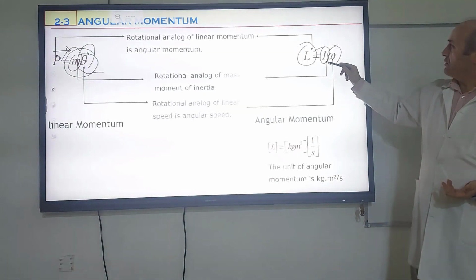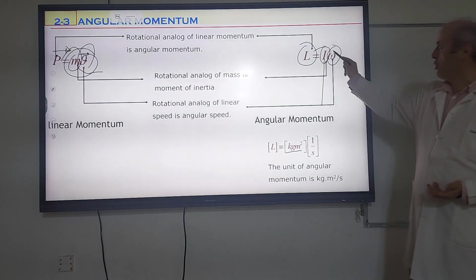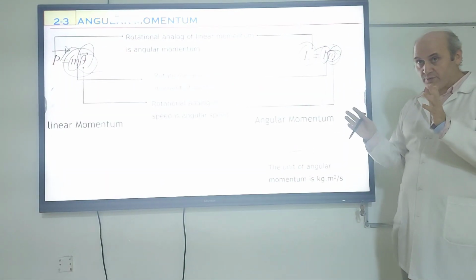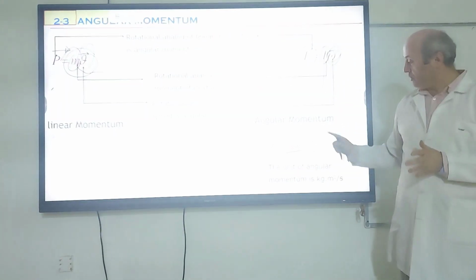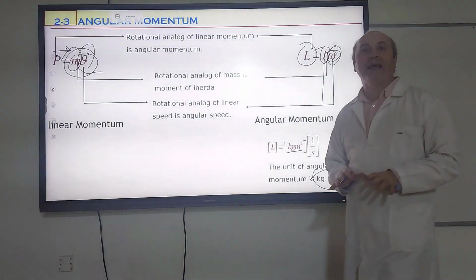And I has the unit kilogram meter squared, which is the moment of inertia. Omega has the unit radian per second, but when we combine radian with other quantities we don't write radian, just 1 over second. So the angular momentum is in kilogram meter squared per second.